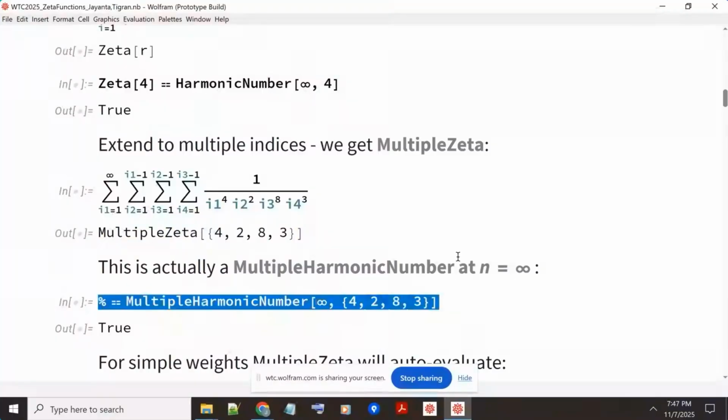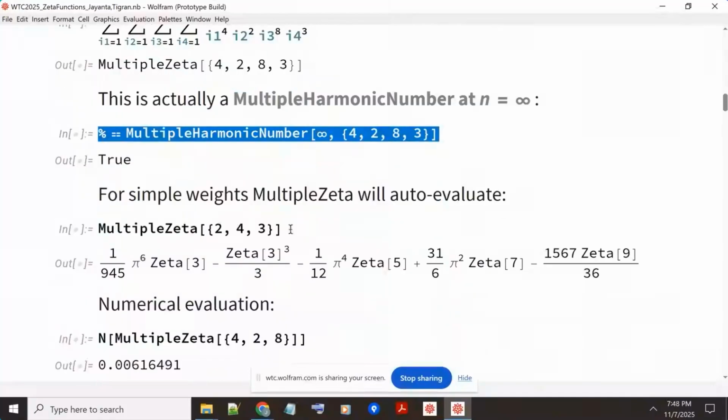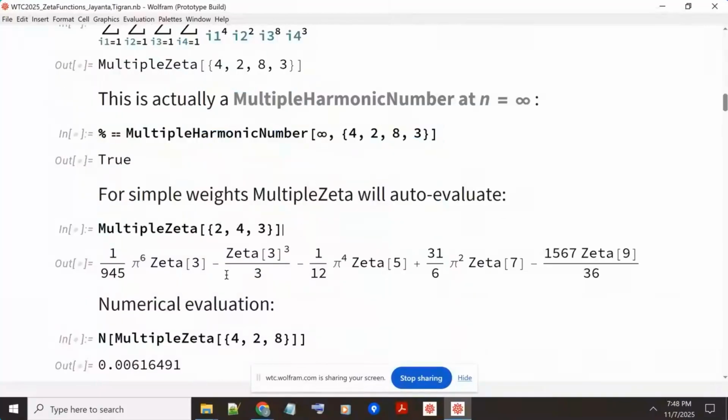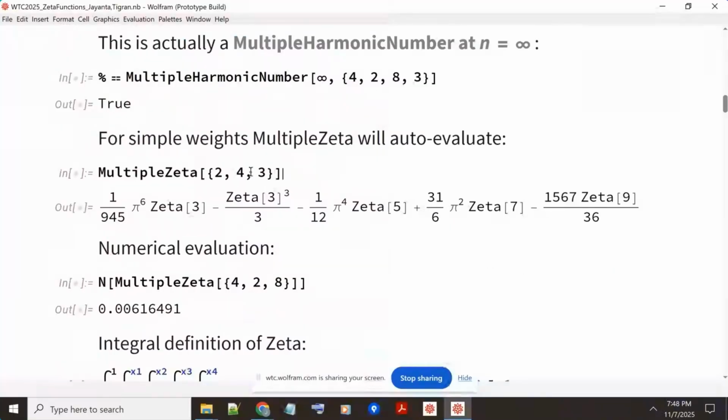Now for simple arguments, multiple zeta will auto-evaluate in terms of zeta and so on. But if these parameters are relatively large, it may not auto-evaluate to simpler functions, but we should be able to numerically evaluate this.